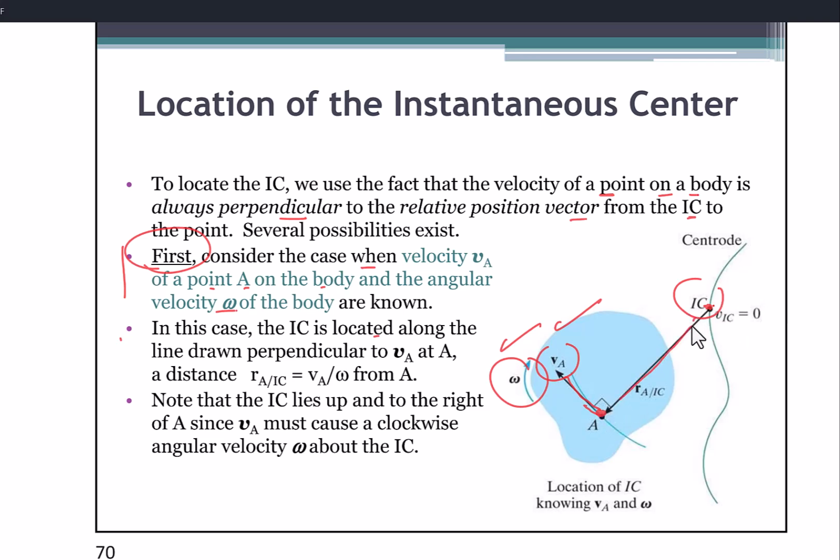In this case, this is located along the line drawn perpendicular to VA, the line perpendicular to VA at the point A. Note that this lies up and to the right of A, since VA must cause a clockwise angular velocity. So this is positive, this is positive, so this thing goes this way and goes up and to the right. So clockwise angular velocity about this IC.